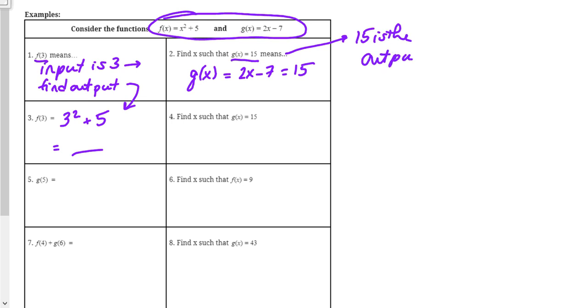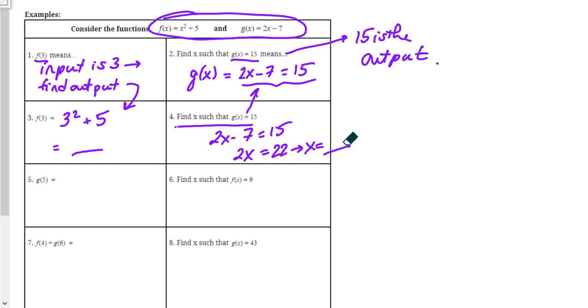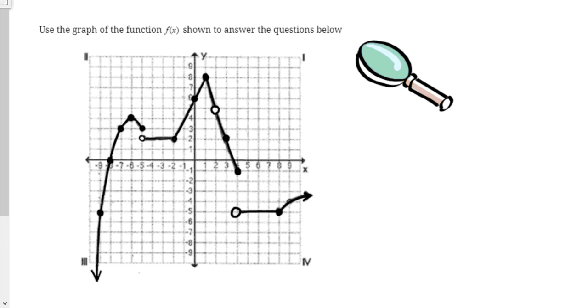Okay, I did not do a very good job here of keeping things in the boxes. Okay, so find x such that that's true is solving this equation. Okay, so I'd like you to pick it up from there. You're going to finish out the problems in these cells. Some of the problems utilize this graph.